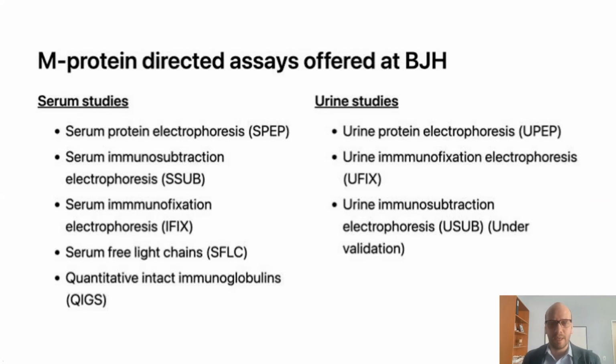At Barnes-Jewish Hospital, or BJH, we offer a number of assays that help detect and quantify monoclonal proteins. For serum studies, we perform protein electrophoresis, immunosubtraction electrophoresis, and immunofixation electrophoresis, as well as the serum-free light chains assay and quantitative intact immunoglobulins. We have a narrower set of offerings for urine studies, including protein electrophoresis and immunofixation electrophoresis. We do not currently offer immunosubtraction on urine, although we are currently partaking in a validation study to bring up this analyte.